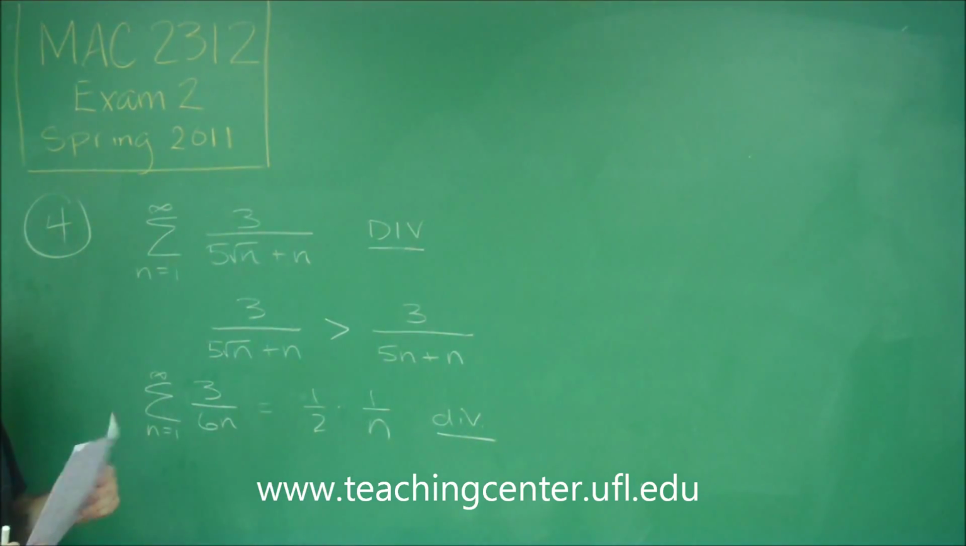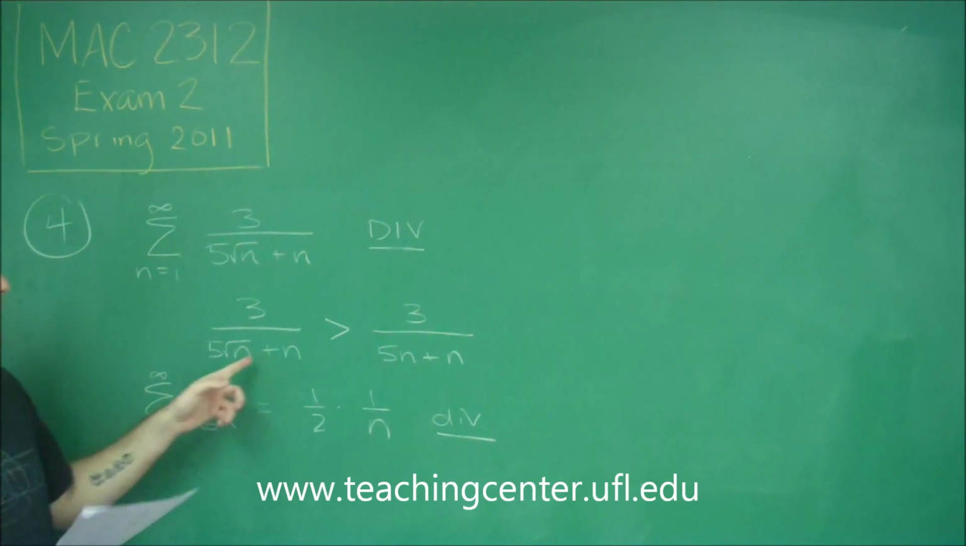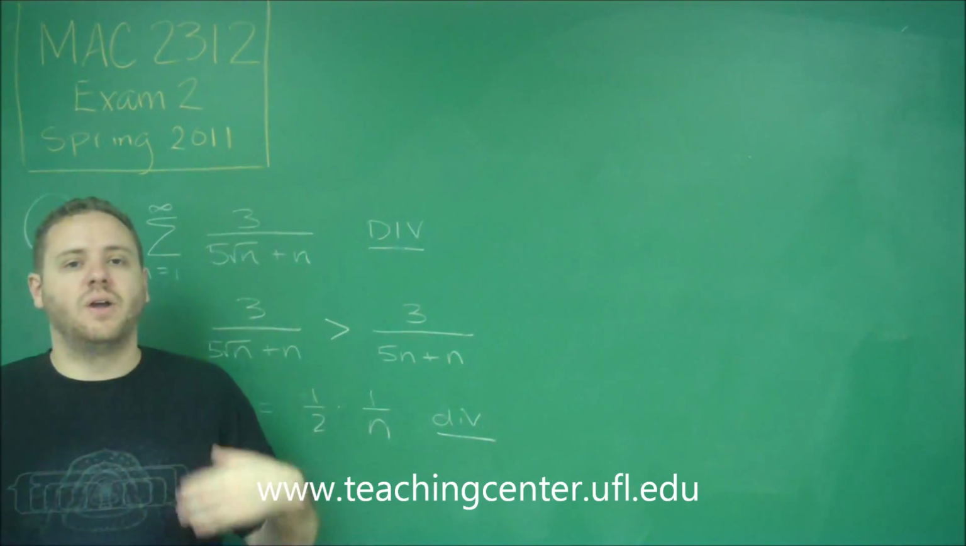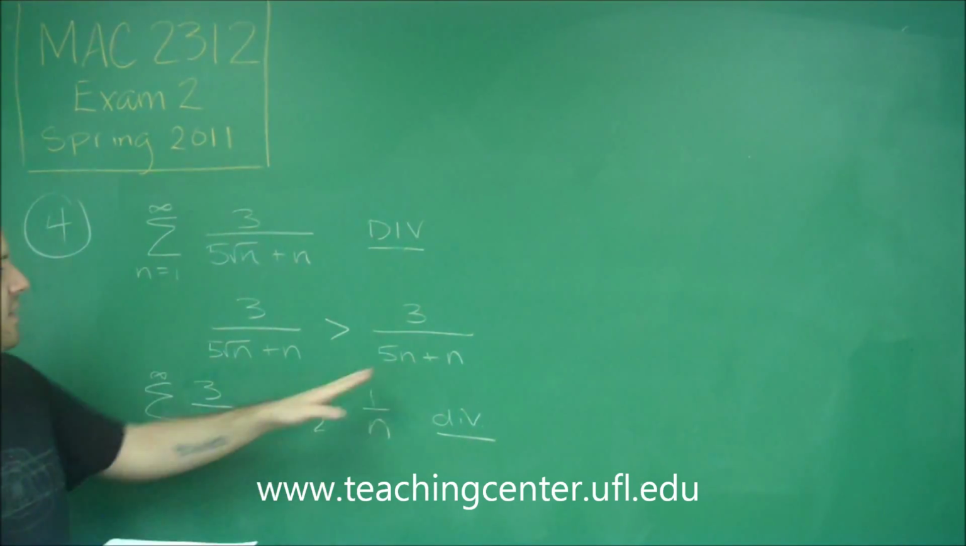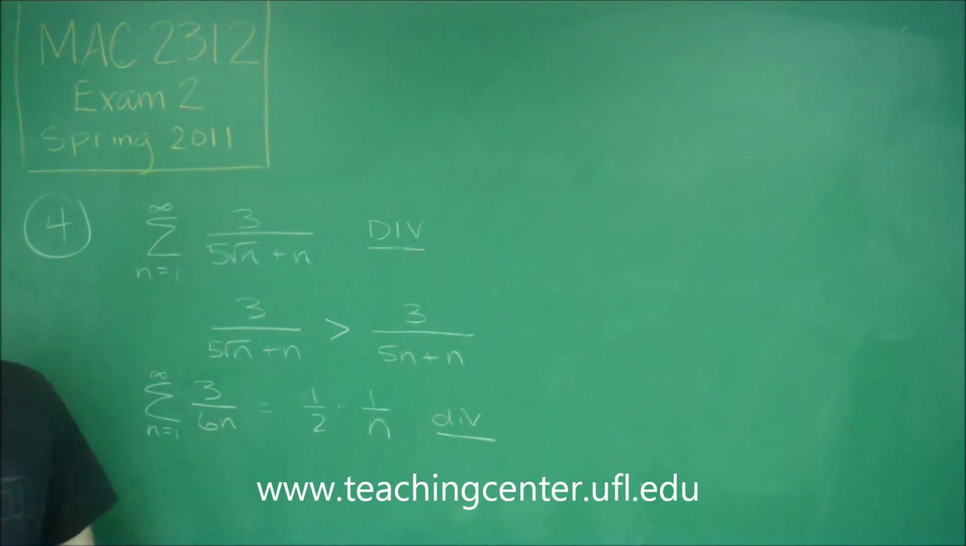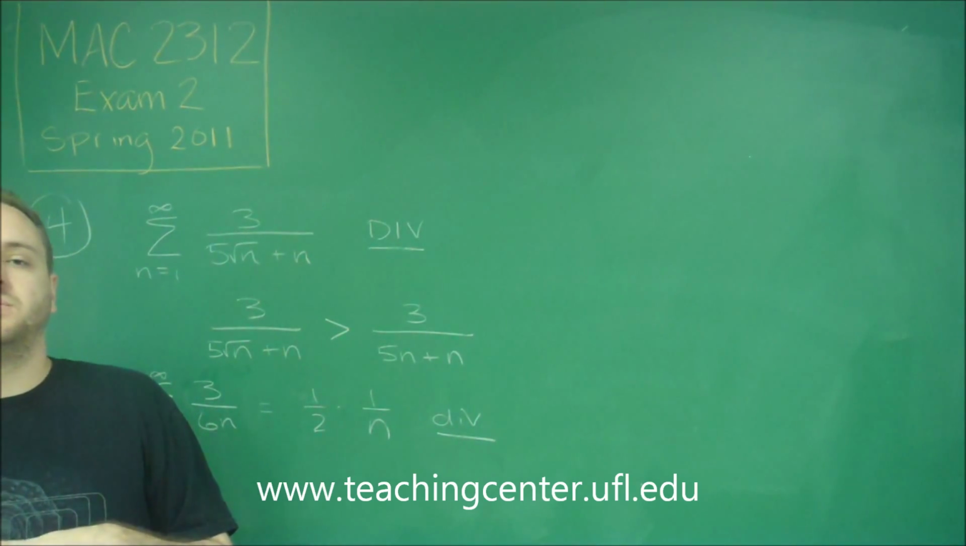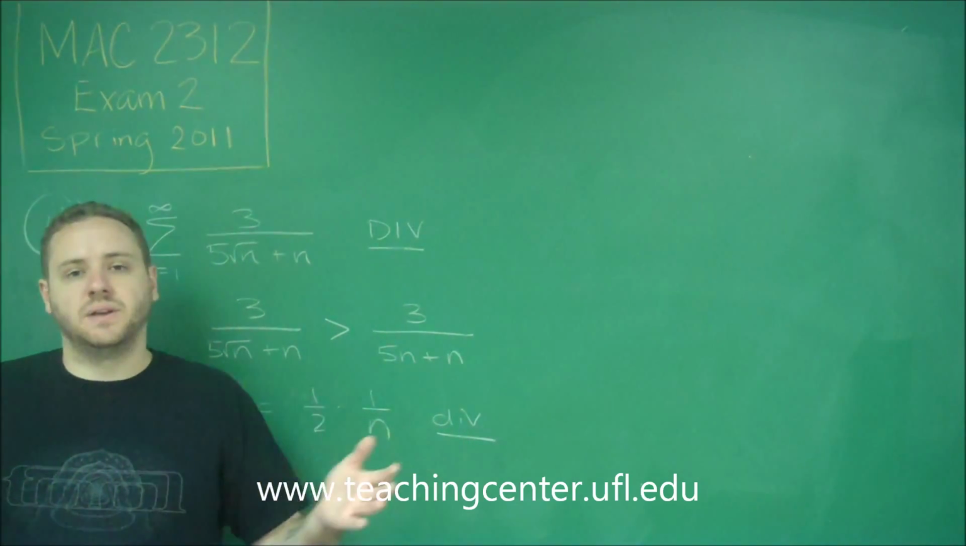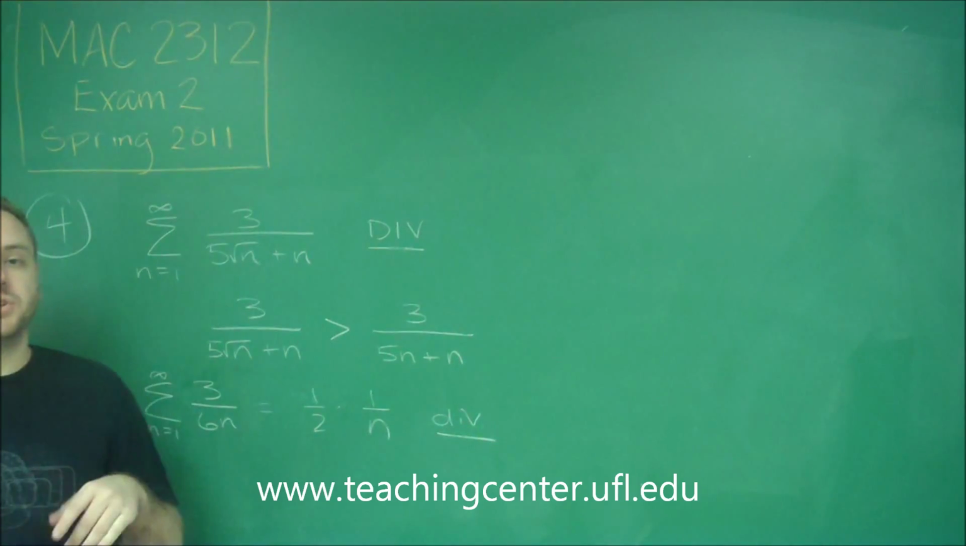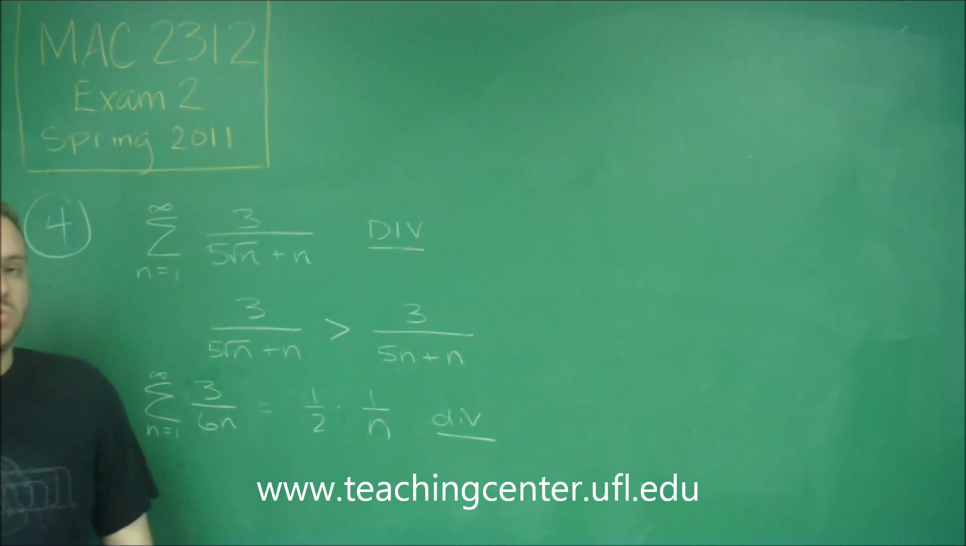You can see though that for n equals 1, these two are equal. For any n greater than that, this function is definitely always smaller. So remember that it doesn't need to be true for every n, it just needs to be true for n greater than some arbitrary number, which in this case is just 1.